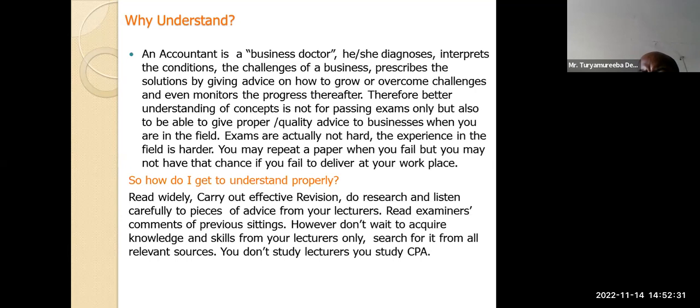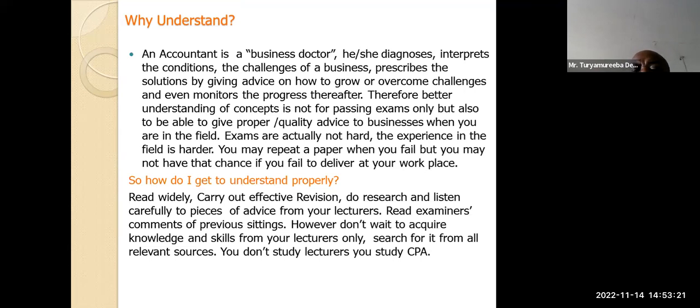If you are revising and you find something that you don't know, do not first think about the lecturer as the only source. Go to Google and check what they give, and you can make your own notes. Do research and listen carefully to pieces of advice from your lecturers. Read examiners' comments of previous sittings. Every time a paper comes out, or with previous papers, if you really want to pass, get a paper, attempt the whole of it if you can, and give your lecturer maybe to mark you. Then go and look at the comments of the examiners for that particular sitting: whether the questions you attempted were popular and what were the challenges on those questions.